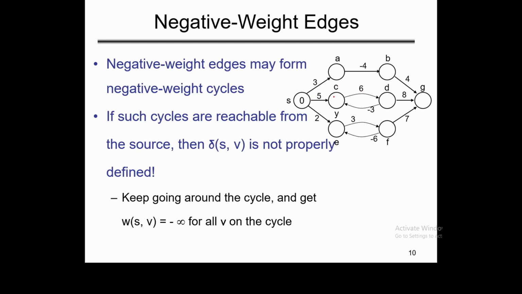Why I'm saying this, I will clear in the next slide, the meaning of this particular cycle and why so. If such cycles are reachable from the source, then del s comma v is not properly defined. Means if there are such cycles in the graph, then we are not able to find the shortest path, because it will go into an infinite loop. Means we will simply keep going around this particular cycle again and again and again. Okay, and that will be an infinite loop.